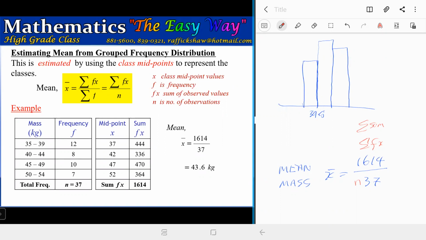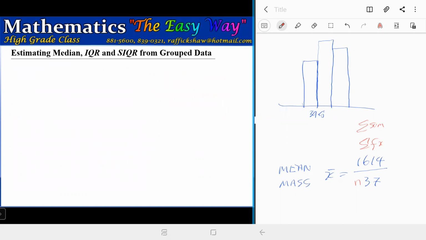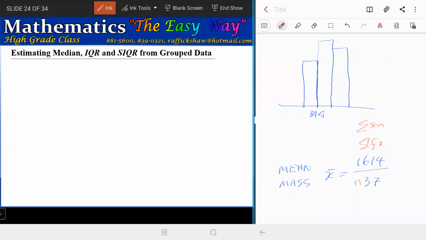So we're going to take it a little bit further now. We're going to look at the median, interquartile range, and semi-interquartile range. To do all of these, we need the quartiles. All of these relate to the quartiles. Remember, the median is a quartile. The interquartile range is the difference between two quartiles, Q3 minus Q1, and the semi-interquartile range is half of the interquartile range. So to find those, we need the quartiles.